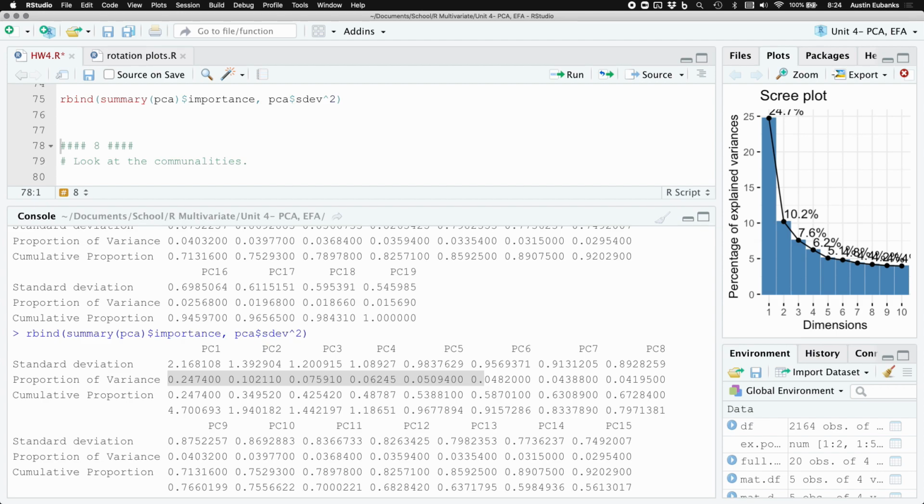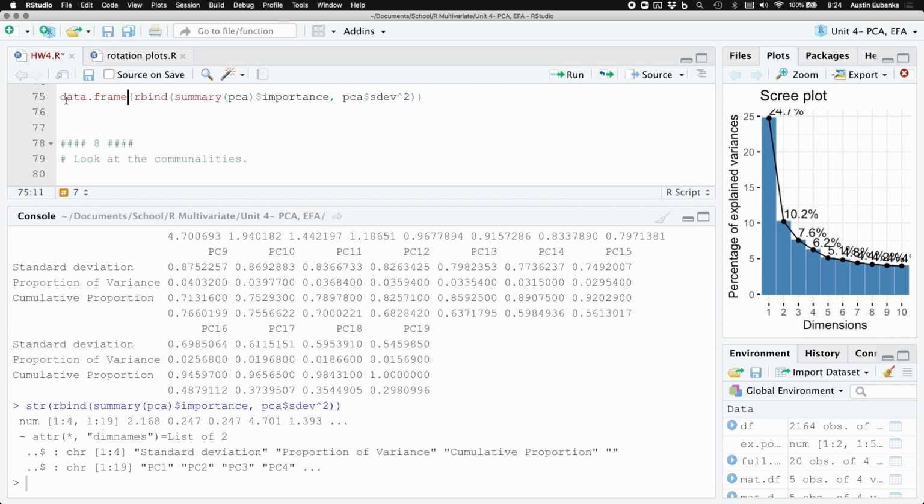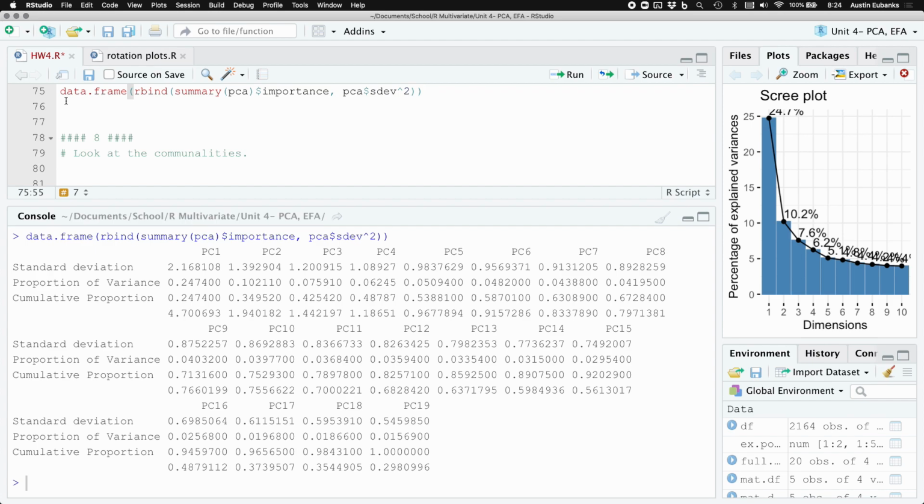Morgan wants to know if there's an easy way to write this to CSV. Let me see. Let's first see what the structure of that exact thing is. So it's a table. What if we make it a data frame? If you wrap that in data.frame, notice that it gives you the standard deviation, proportion of variance, cumulative proportion, and the blank down here is not listed as a value, it's the row names. It's not an actual value.